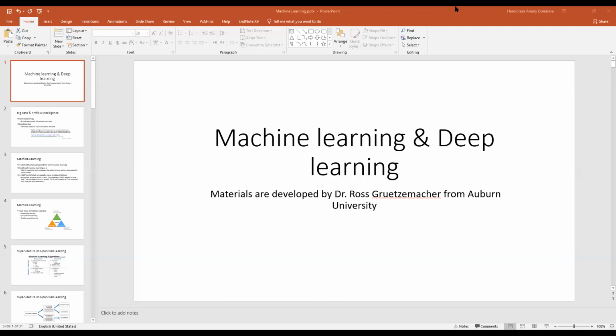Today we start talking about machine learning and deep learning and other concepts of artificial intelligence using the Spark environment, but our programming language is Python. So basically, today's material, especially the first half of it, is gathered from one of my friends at Auburn University, Dr. Ross Gutzelmacher.